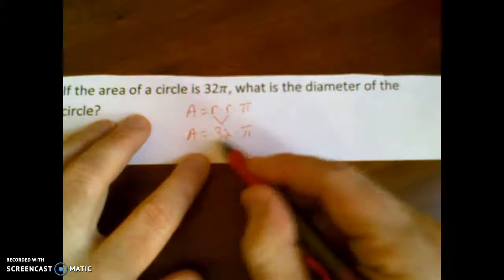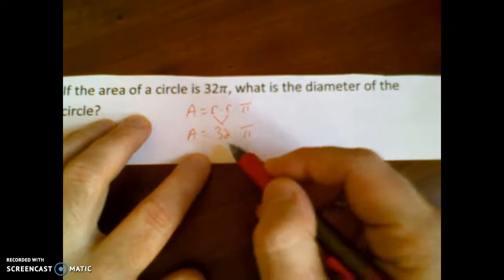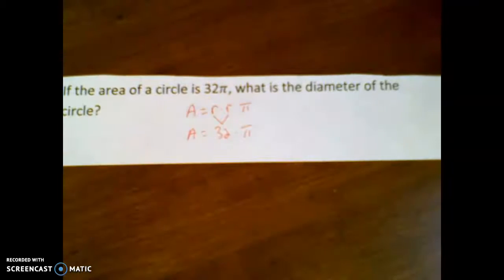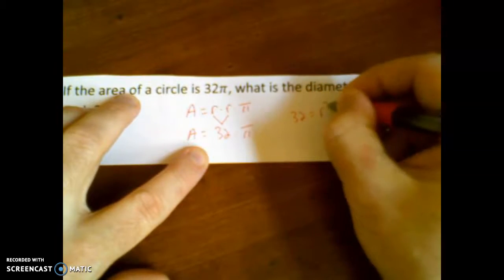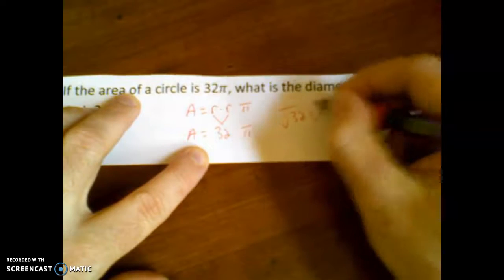Yesterday, we had the number of 36, so it was easy. 6 times 6 was 36. But what times what is 32, and it has to be the same number? Well, not really sure, because it's irrational. So what we want to do is realize that we're doing 32 has to equal radius squared, because this is radius squared. So you do the square root of both sides.